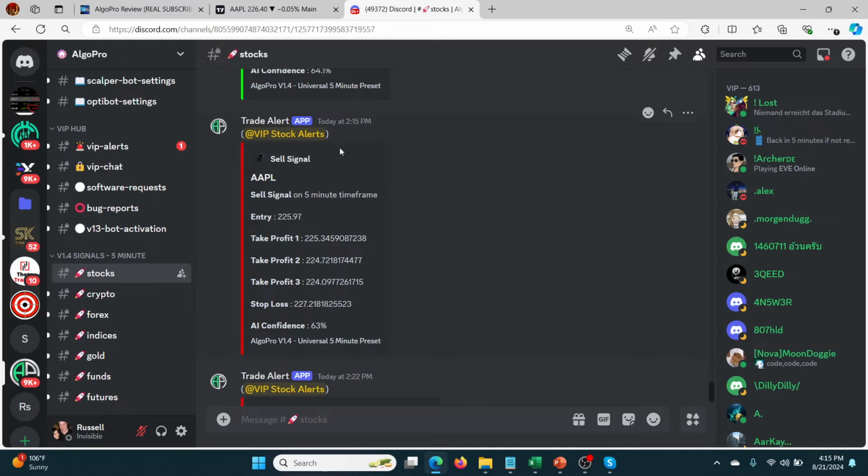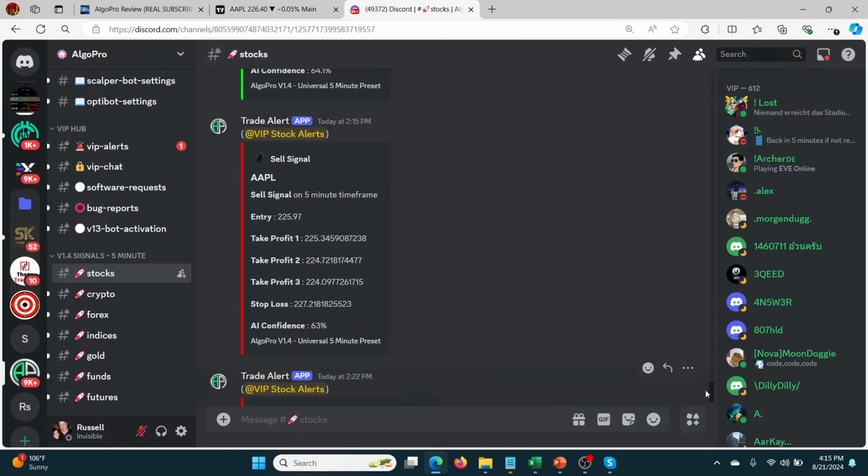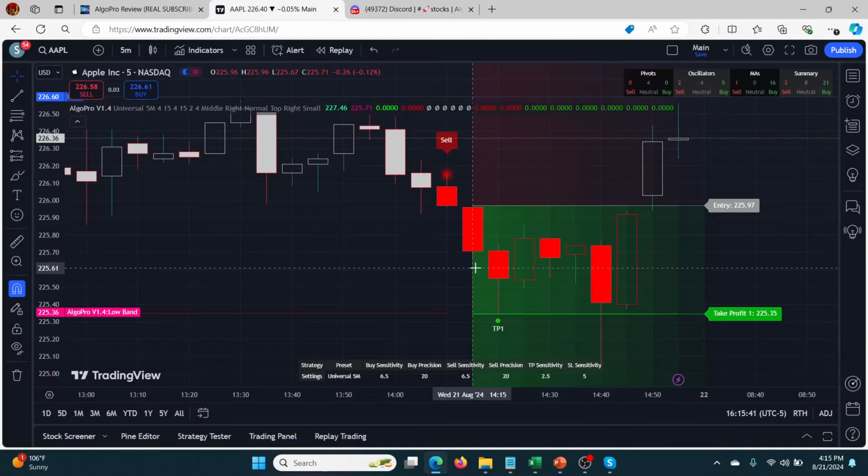Let's look at the Discord channel. It's 2:15, so this is when the sell signal came out, so you can see that's where it came from. Sell signal in the 5 minutes, entry 225.97. 225.97 is right here. So this is the signal that they're talking about in the Discord, and you can see it wicked down here. It looks around 14:40. It even hit much earlier than that right here, so 14:20. We go back to the Discord channel right here, you can see it said 2:22, so very close to what I just showed you, take profit in a 5-minute time frame. So this is pretty awesome.